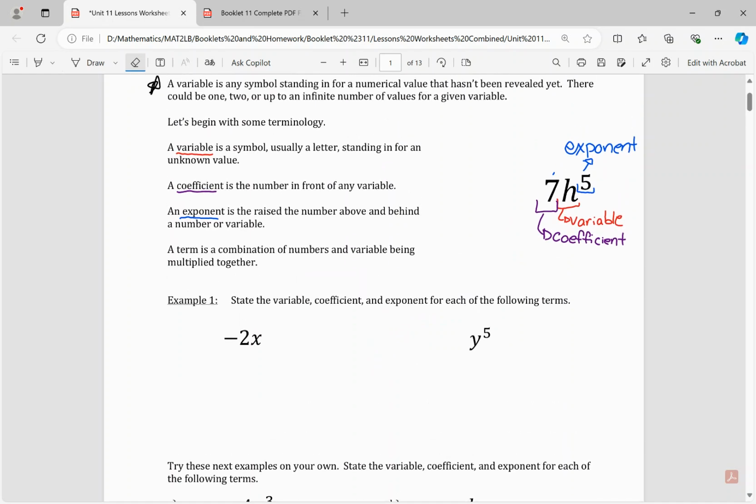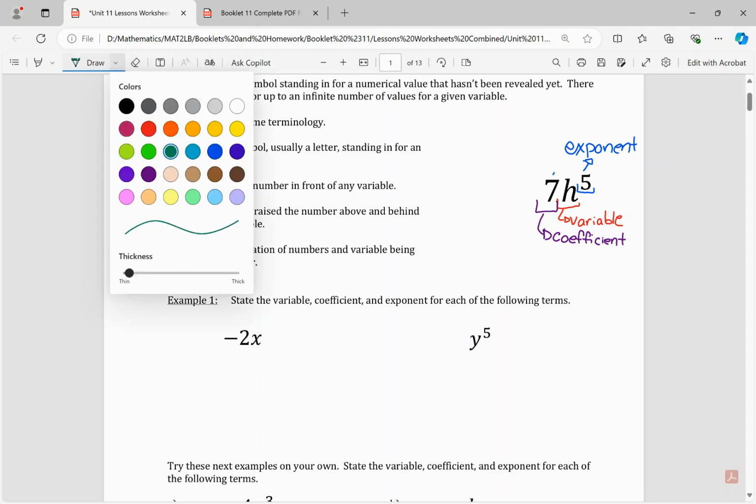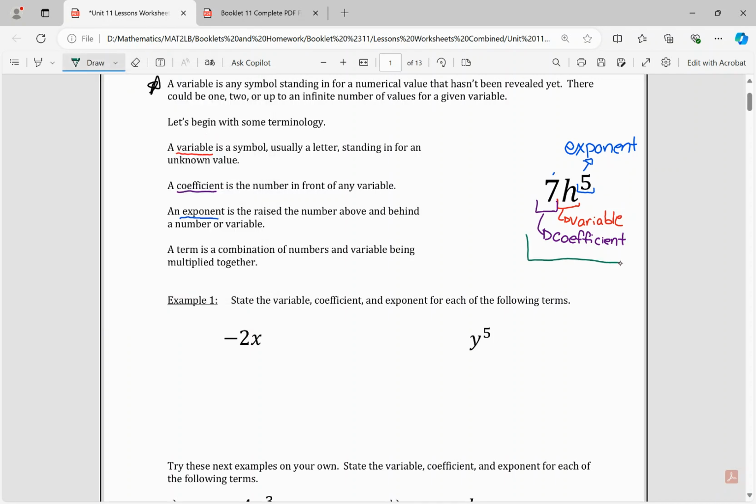Anyways, we have our 3 different definitions here. We have the coefficient, we have the variable, and we have the exponent, where the variable is the letter, the coefficient is the number that is being multiplied by the letter, you put it behind, and the exponent is the number in the top right. Now, all of this together is called a term. A term is the number, the coefficient, that is, the variable, and the exponent all together.